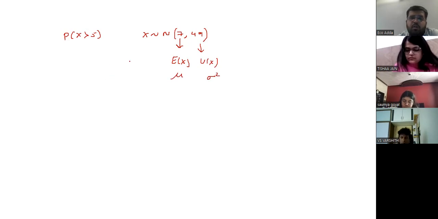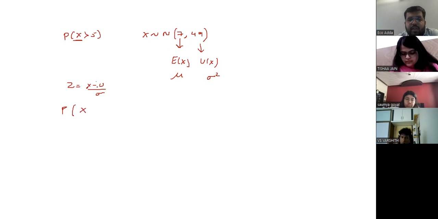Now what to do? First of all, we need to convert this x into z. Now how to do that? We know that z is equals to x minus mu by sigma. Therefore, in this case, what we need to write, probability x, then I need to subtract mu from both the sides. So minus mu more than 5 minus mu. Any doubts? Then we need to divide it by sigma to both the sides such that the inequality remains the same. Does that make sense?